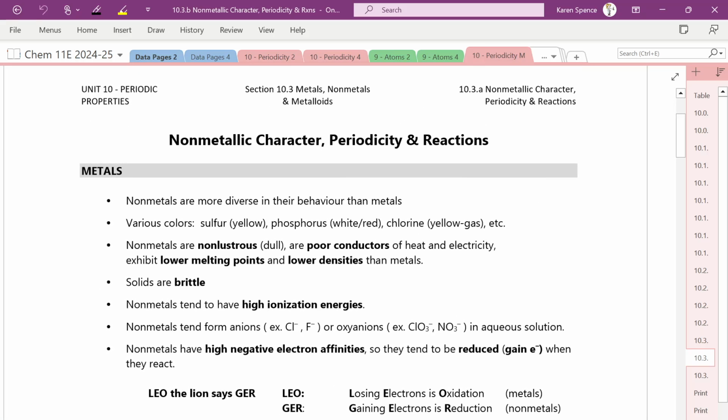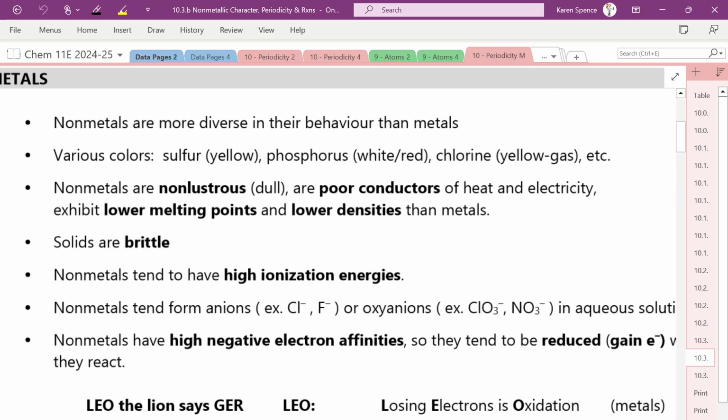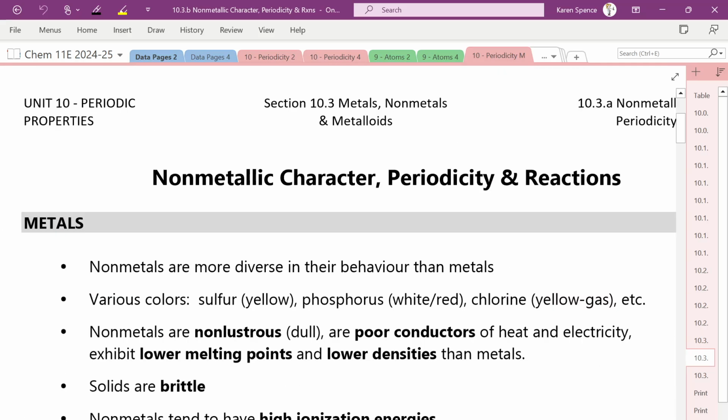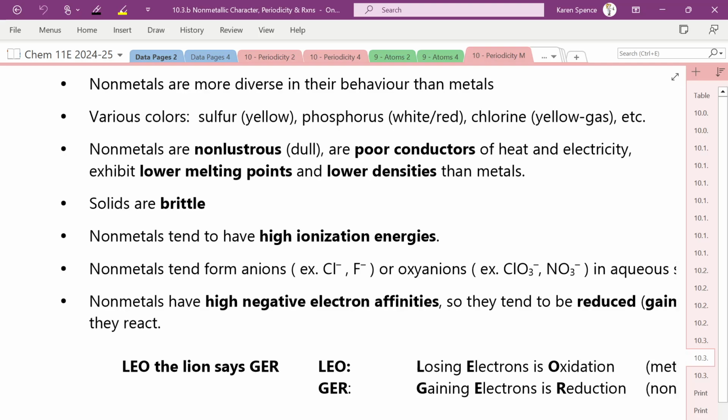Non-metallic stuff. This is page 65. Non-metals are non-lustrous. They are poor conductors of heat and electricity. They have lower melting points and lower densities. And they are brittle. The solids are brittle anyway.